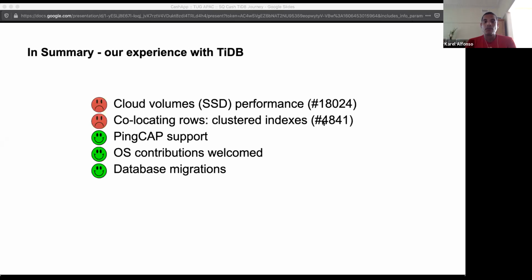We wanted to call it out: we're extremely happy with PingCAP support. We have day-to-day conversations and fixing issues. The turnaround is really quick. We've also contributed to the open source project, and I encourage everyone to do so as well. And we were also happy with database migrations.